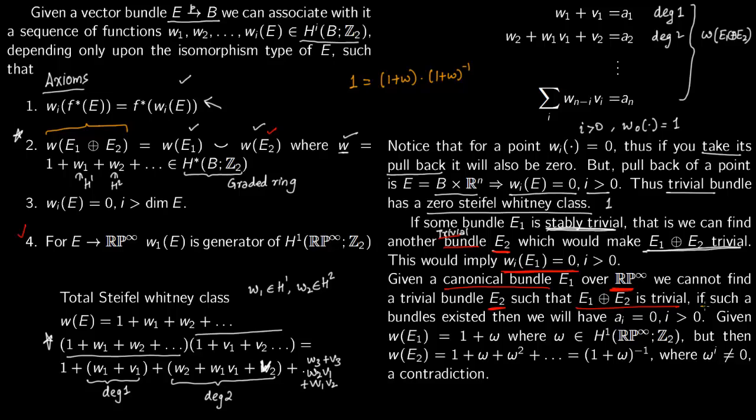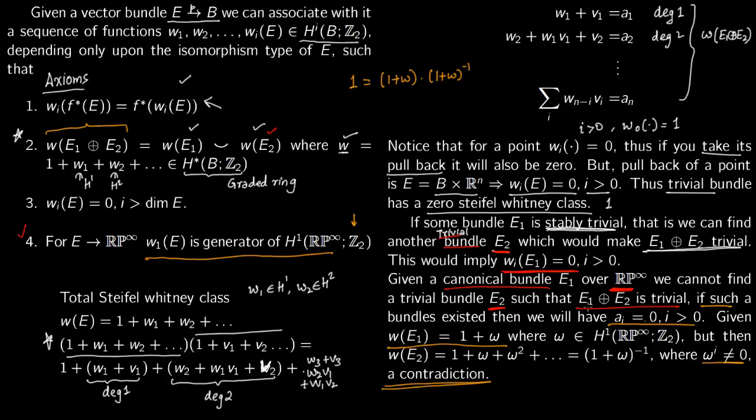So this a_i is 0. So this is 1. So given this w(E1) is 1 plus omega, this is given to us. So w1 is the generator of this, where omega is here. But then this w(E2) is (1 plus omega) inverse, and (1 plus omega) inverse you can write like this, 1 plus omega squared, and so on. This you can do because your coefficients are in Z2. So negative becomes plus, and so omega^i is not 0. So this is a contradiction.